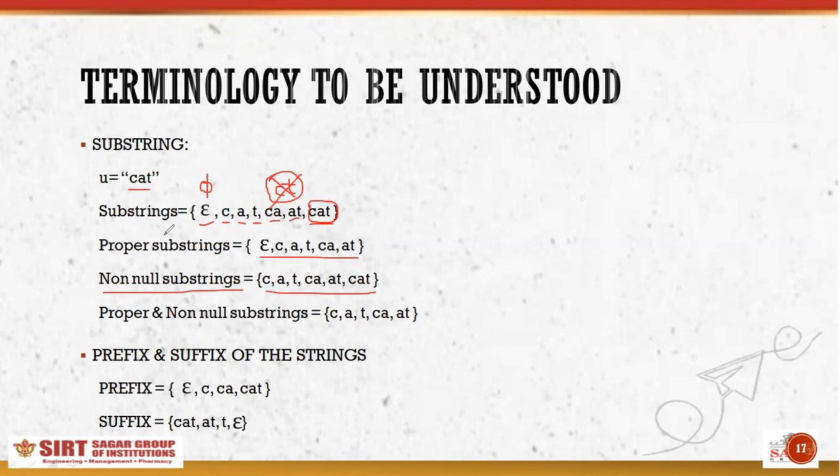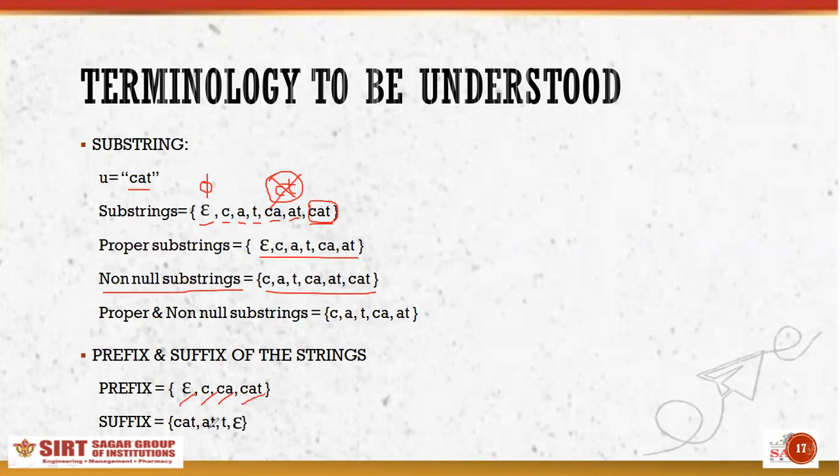So this was about substrings. Now next is prefix and suffix. If we consider the same string CAT, what are the prefixes? Prefixes are all those strings which come as a prefix of that string. That means epsilon will be there, because before CAT there is nothing. So we'll write epsilon here. Then C, then CA, then CAT itself.